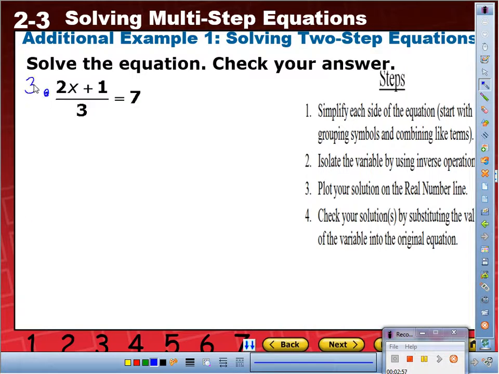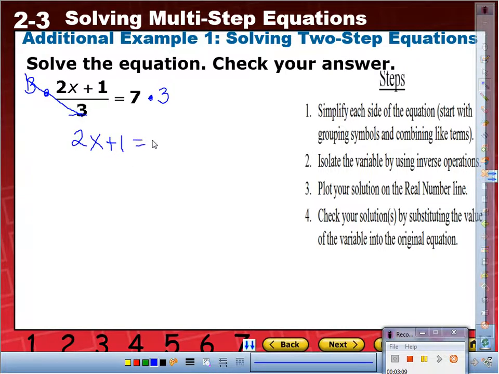Multiply times 3, and what do we do to one side? We do to the other side. So check this out. 3 divided by 3 becomes a 1. We're left with 2x plus 1 equals 21. Does this look familiar? Let me explain this piece over here. Pay attention, please. Eyes up there.